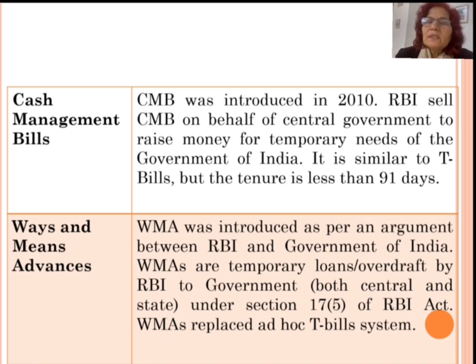the central government. Now we will discuss ways and means advances. Ways and means advances were introduced as an agreement between Reserve Bank of India and Government of India. Ways and means advances are temporary loans, overdrafts by Reserve Bank of India to the government, both central and state government, under Section 17(5) of the Reserve Bank of India Act. Ways and means advances replaced the ad hoc treasury bill system. So this is an ad hoc mechanism. It is used by the government on a temporary basis, and RBI makes such an arrangement, as per the discussion that has taken place between the Reserve Bank of India and Government of India.